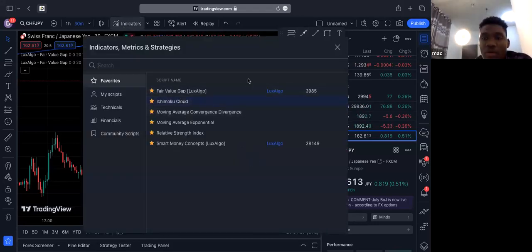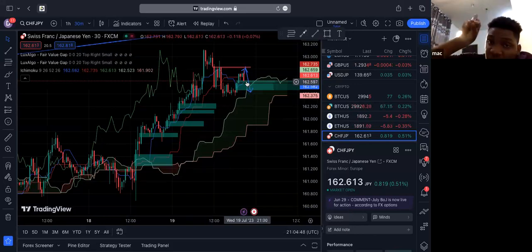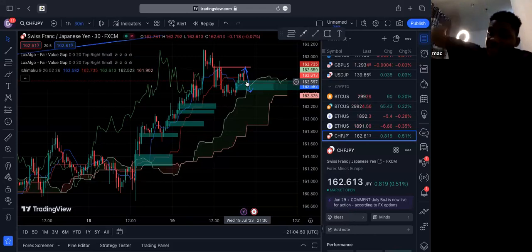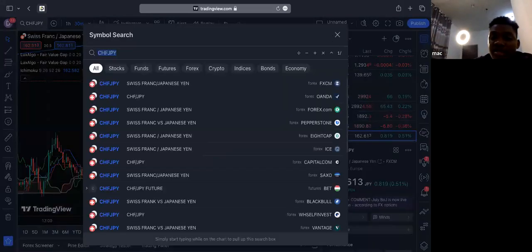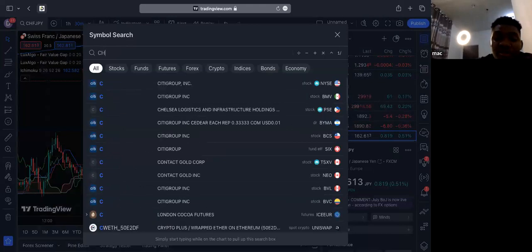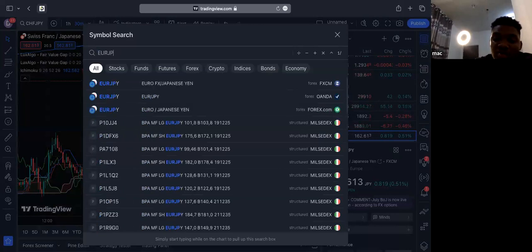So as to look at clouds, let's look at cloud ion. Remember, when it touches the gap, it can either touch the top of it or touch the middle of the gap, right? Top of it or middle. Okay, sorry, I'm looking at CHF-JPY, forgive me. Ayo, you said Euro-JPY. So let's look at it using the cloud.